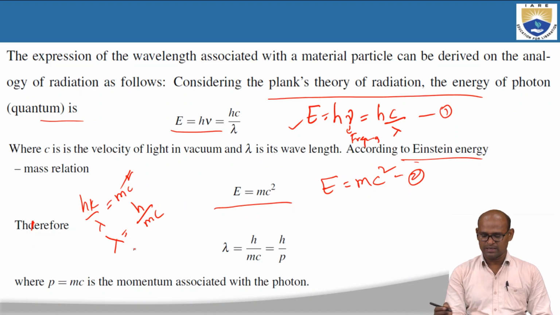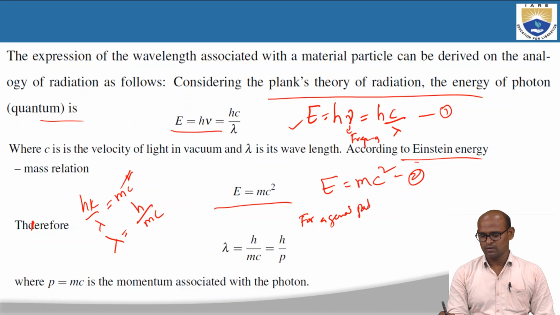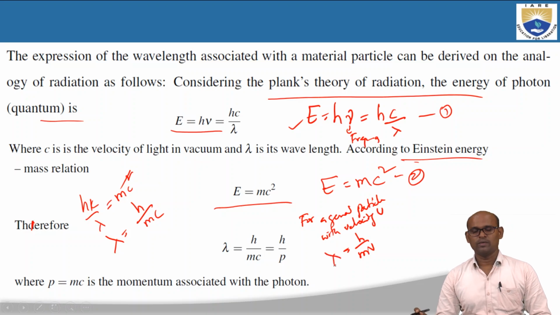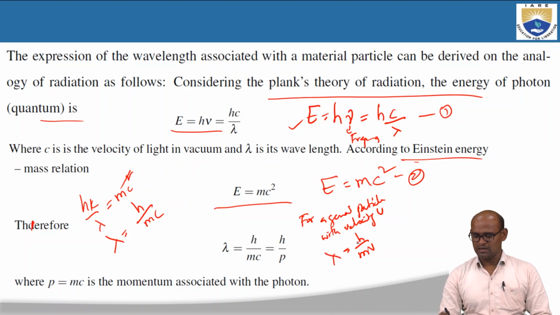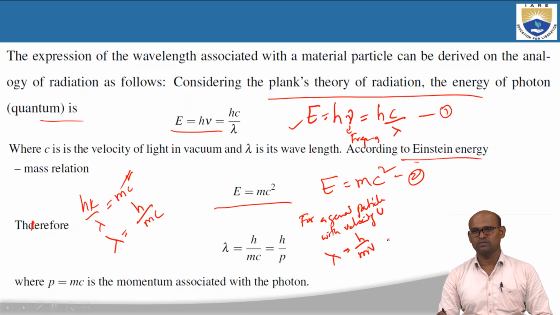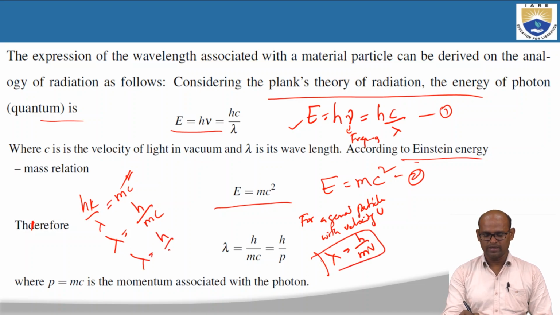But for a general particle with velocity v, lambda will be h by m into v. For a general particle, the velocity will be v instead of c. c is only the velocity of a photon, but a general particle has velocity v. So I am going to replace c by v. So lambda will be h by m into v, so that is h by p.